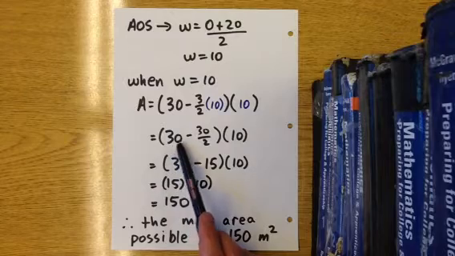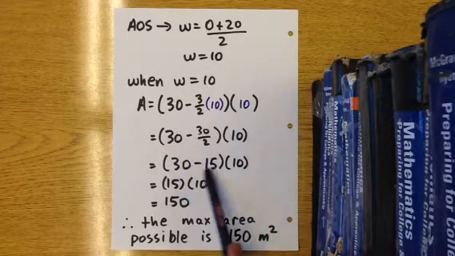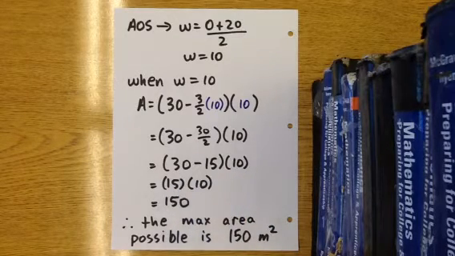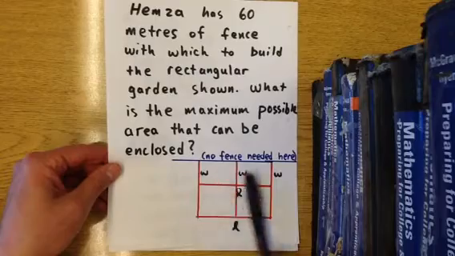Well, that's like 30 minus 30 halves times 10, which is 30 minus 15 times 10, and that's 15 times 10, or 150. So we see that given the restrictions on the amount of fencing he has, the greatest area possible that Hamza can enclose is 150 meters squared altogether.